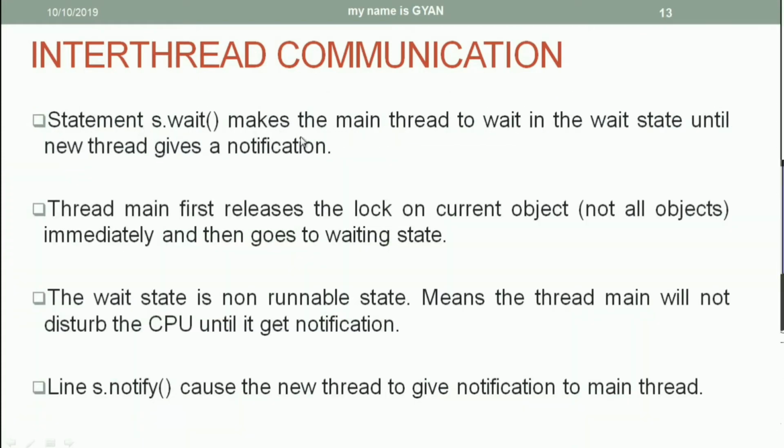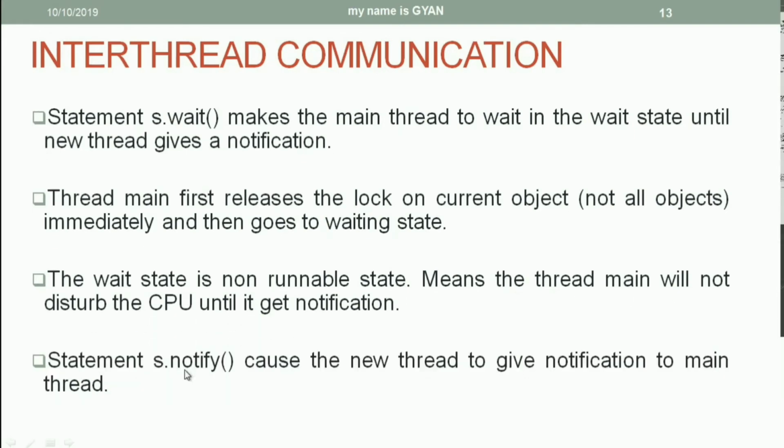The statement s.wait makes the main thread wait in the wait state until the new thread gives a notification. Thread main first releases the lock on the current object, not all objects. It means it will release the lock on that object on which it is calling the join method. So the thread main first releases the lock on the current object immediately and then goes to the waiting state. The wait state is a non-runnable state. It means the thread main will not disturb the CPU until it gets a notification. Statement s.notify calls the new thread to give notification to the main thread.